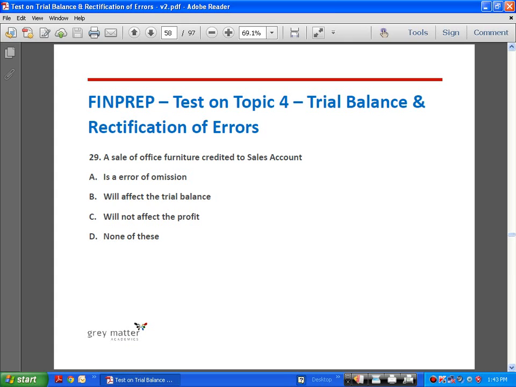A sale of office furniture credited to sales account. Is it an error of omission? No, it is an error of principle, as we just saw. Will it affect the trial balance? It will not affect the trial balance because instead of crediting one account, the credit has gone to another account of the same amount. Will not affect the profit? Wrong. It will definitely affect the profit because we'll be overstating the profit because we've credited the sales account. We are showing more revenue, and so we'll be overstating the profit because of this error. And so the answer is none of these.